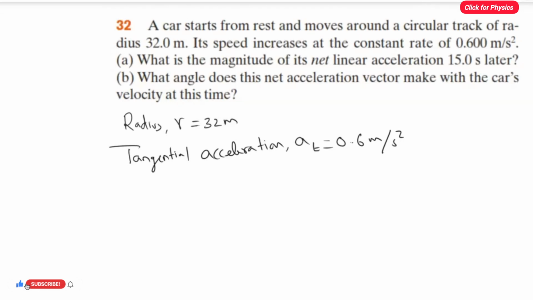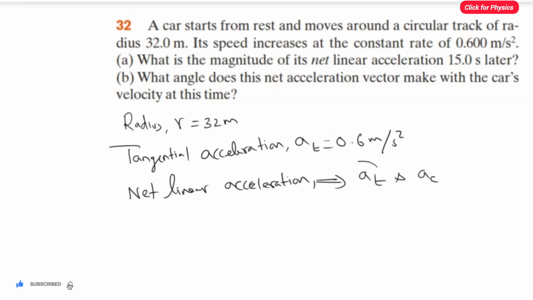Now what we need is the answer for net linear acceleration. For the net linear acceleration, we need both values. What are they? We need the value for tangential acceleration and also the centripetal acceleration or radial acceleration, because centripetal acceleration and radial acceleration are both the same. We already have the value of tangential acceleration. Let's find the value for centripetal acceleration.